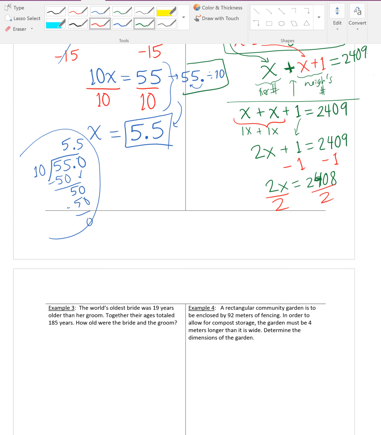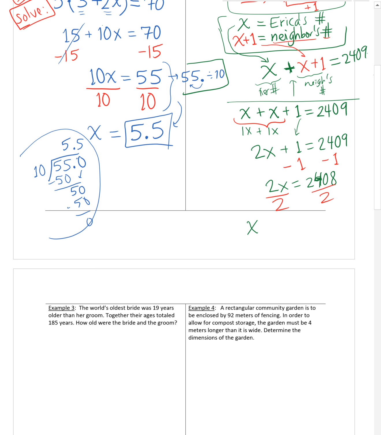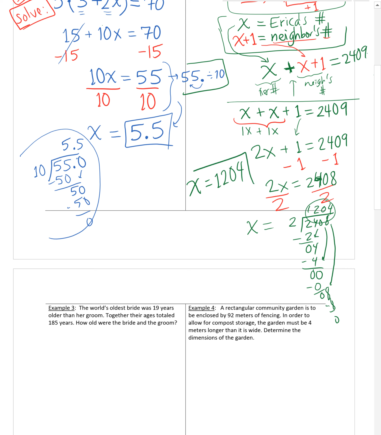And that I might be careful with. X is whatever 2 into 2,408 is. 2 goes into 2 once, into 4 twice, into 0 0 times, and into 8 4 times. Okay, so it must be that guy. Erica's number was 1204.